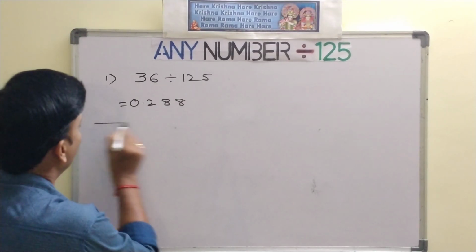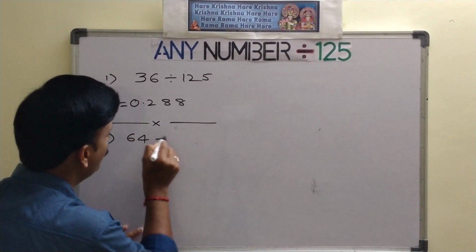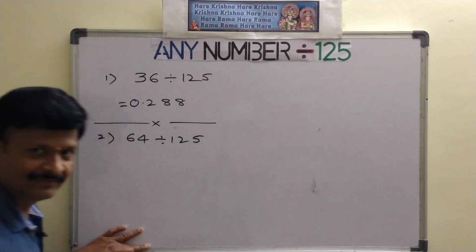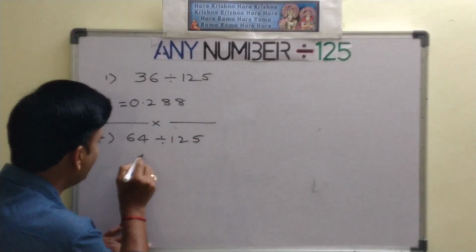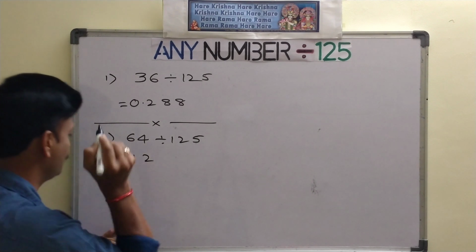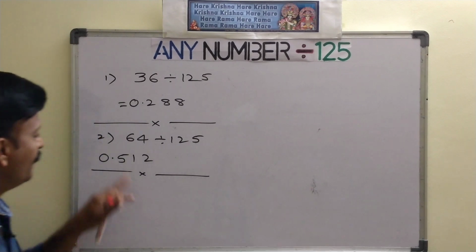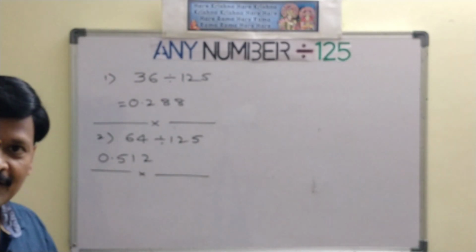Let's check one more example, that is 64 divided by 125. For this also we can write the answer within one step, within 5 seconds of time. So 0.512 is the result when you divide 64 by 125.